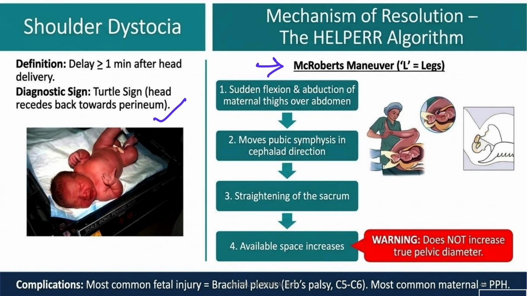Okay, basically we are going to increase the space for the shoulders also to come out. So over here I have already mentioned brachial plexus injury will be there. So there is going to be Erb's palsy, C5 to C6. And what happens to the mother? There can always be a chance of postpartum hemorrhage.